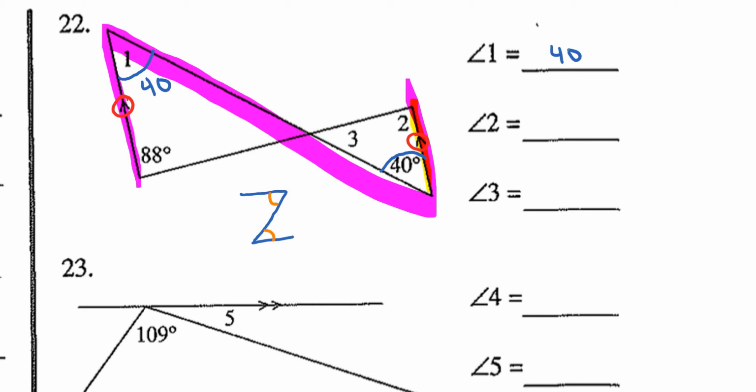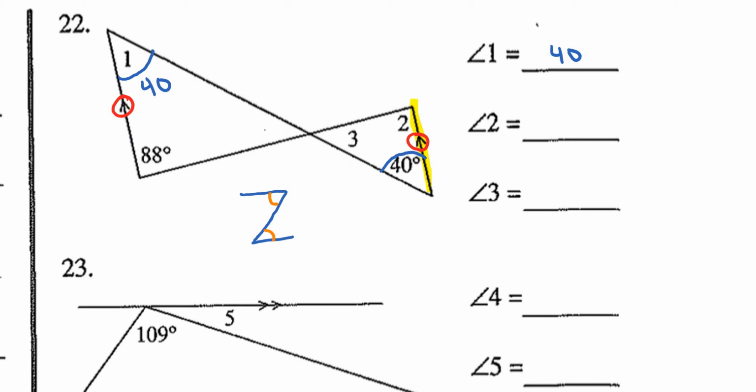Okay, and then once angle number one's 40 degrees, let me just erase this. You can find this orange angle next. And that angle is going to be 180 minus 40 minus 88. And that's going to give you 52 degrees. So this angle right here is 52 degrees. Sorry, this inside angle is going to be 52 degrees. And that means angle number three, because they're vertically opposite, is going to be 52 degrees.